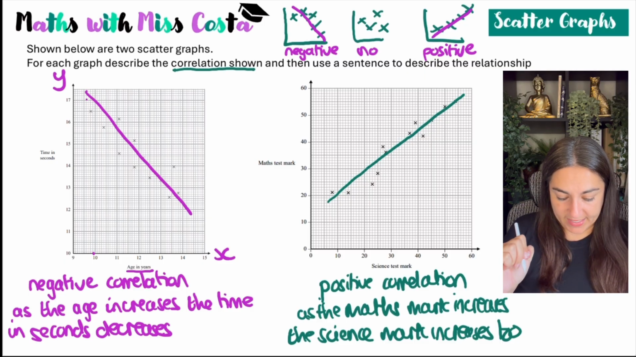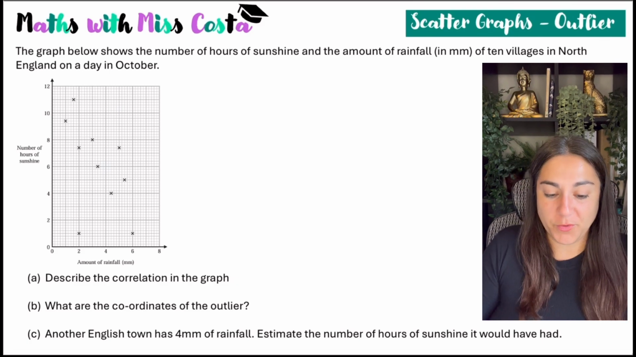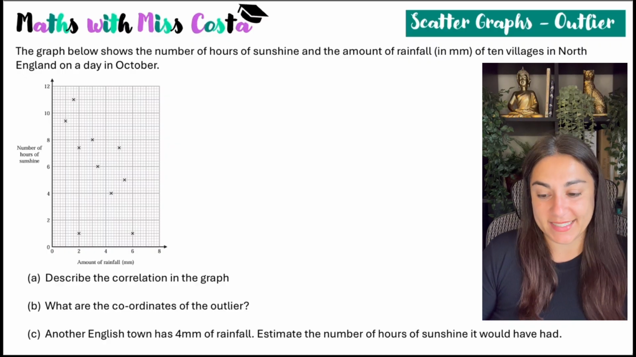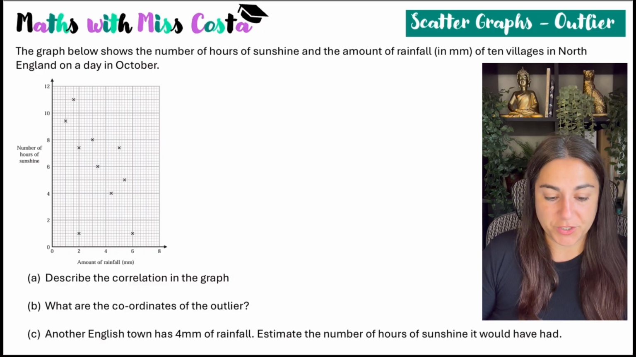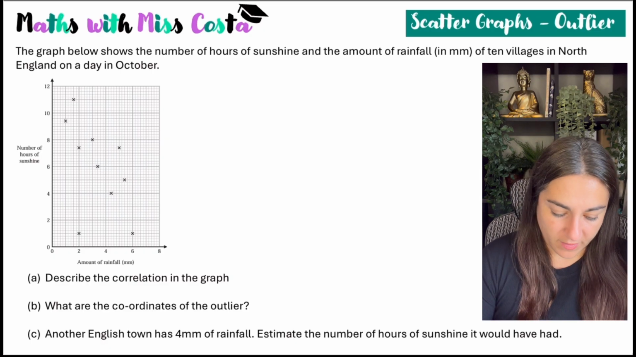And as one value goes down, the other goes down as well. That is negative correlation. Okay, and for the final one, I'm told the graph shows the number of hours of sunshine and the amount of rain in millimetres in 10 villages in the north of England on a day in October. I need to, first of all, describe the correlation in the graph. So think about the line of best fit.